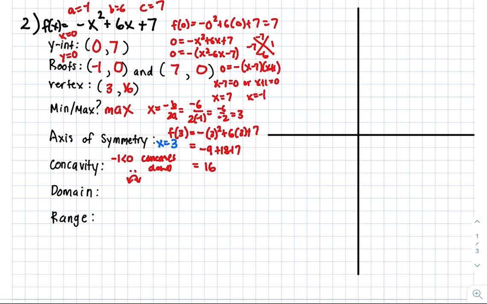So we have all our components, so let's graph this. So I'm just going to do these by intervals of 2 again. So we got 0, 7, which is right here for the y-intercept. -1, 0. I can do these by ones. So -1, 0 is there. 7, 0, 1, 2, 3, 4, 5, 6, 7. It's right there. And 3, 16. So here's 3, 2, 4, 6, 8, 10, 16. It's up there.